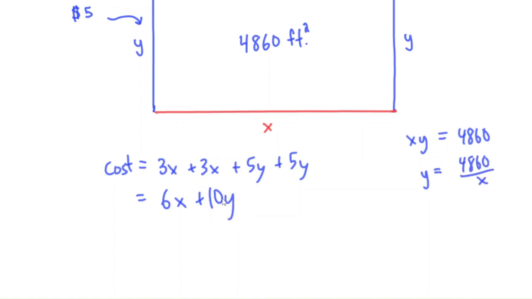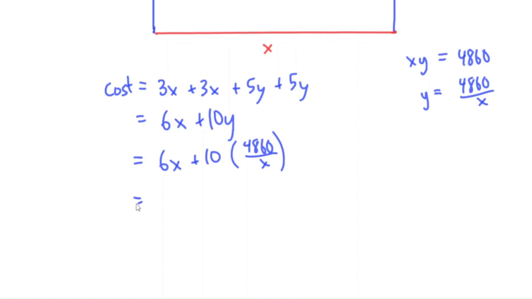And we can actually plug that value in for y here. So the cost is going to be 6x plus 10y, but y was 4,860 divided by x. And so this is equal to 6x plus, well, if we multiply by 10, we're going to get 48,600 divided by x. And we'll call this c of x. Okay, so we're trying to minimize the cost function.